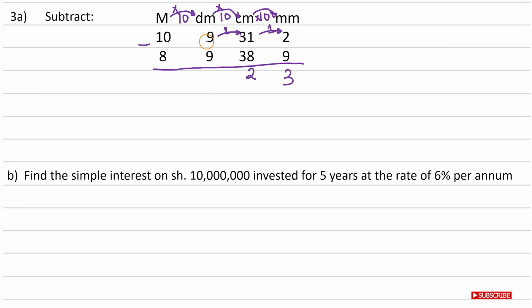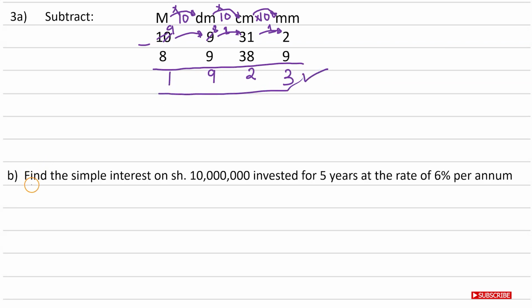And now we need to do this part here. Now we've got 8 here. So if we borrow 1 from here, 1 meter, that's going to be 10 decimeters. So now we've got 18 decimeters. 18 take away 9 is 9. Now we took 1 from there, so we now just have 9 here. 9 take away 8 is 1. And this is now the answer.